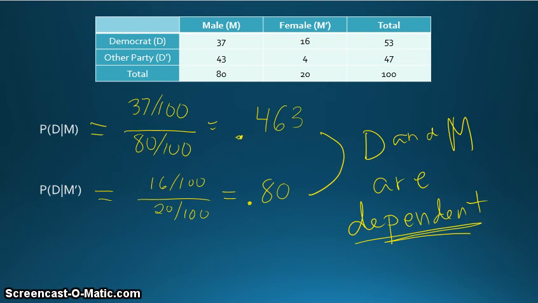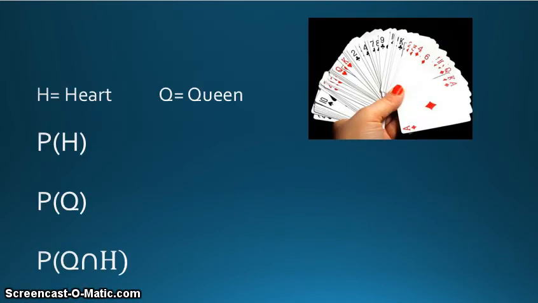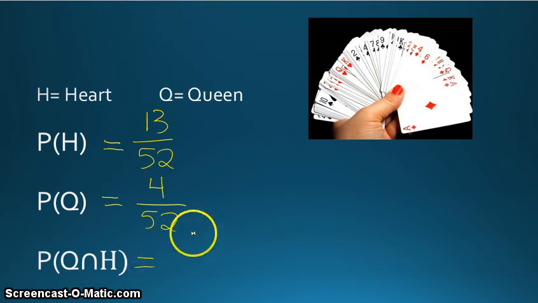Let's look at another example. If we are going to randomly select a card from a deck of 52, there are 13 hearts in the deck. So the probability of selecting a heart is 13 out of 52. The probability of selecting a queen, there are 4 queens, so there are 4 out of 52 that are queens. The probability of picking a card that is a queen intersected with a heart, that means it's a queen and a heart, there's only one, it's the Queen of Hearts, 1 card out of 52.